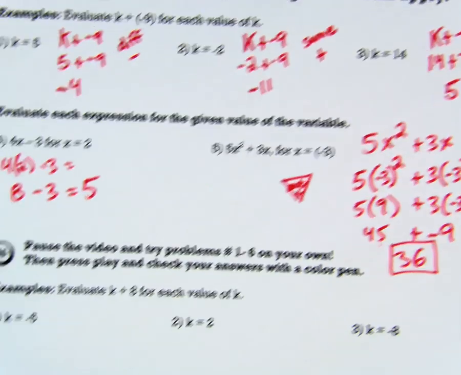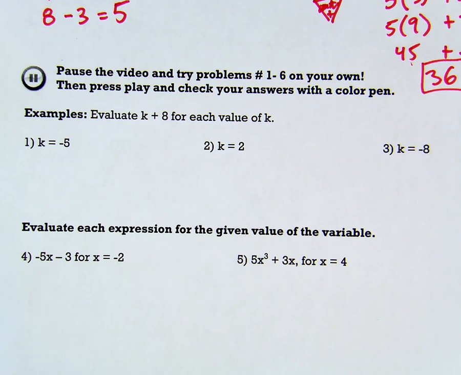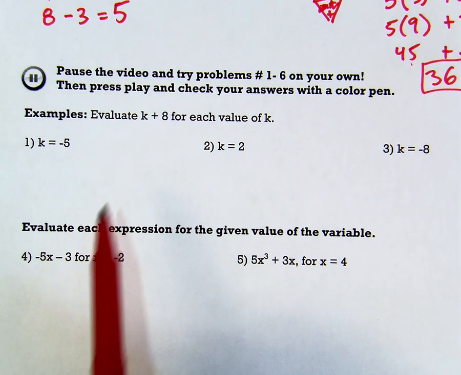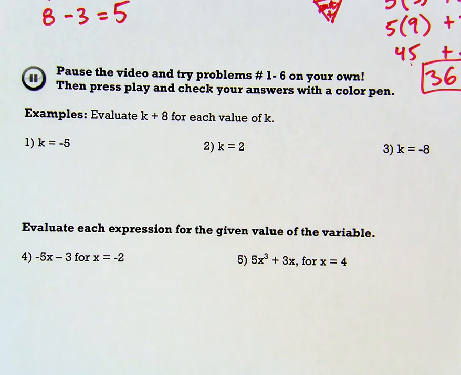Alright, what I'd like you to go ahead and do now is follow those steps. Looks like there's about 5 different problems for you to do. Make sure you write down your original expression, and then go ahead and make sure you plug in the different values for k and the different values for x down there at the bottom.